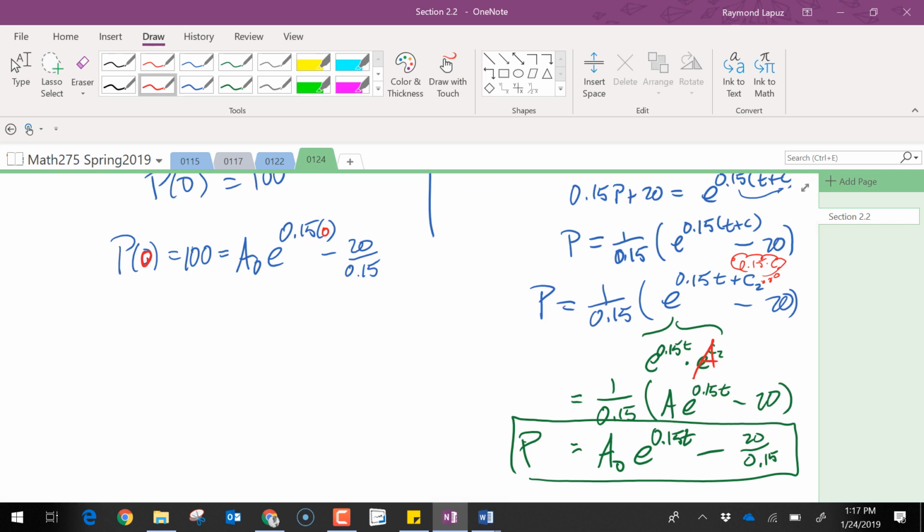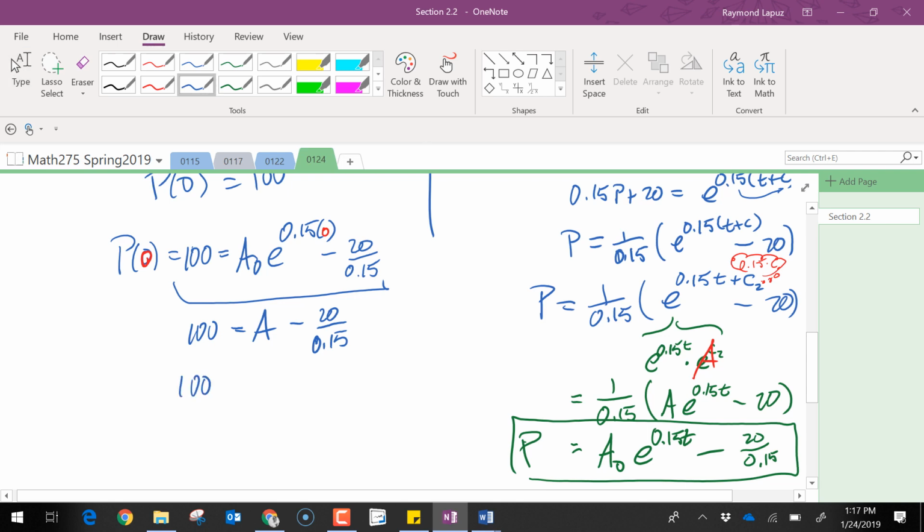And then now we have an equation that only has an A naught, so we should be able to solve for this. So this is 100 is equal to A naught times 1 minus 20 over 0.15. Let's subtract that over: 100 plus 20 over 0.15 is equal to A naught. So whatever that is.